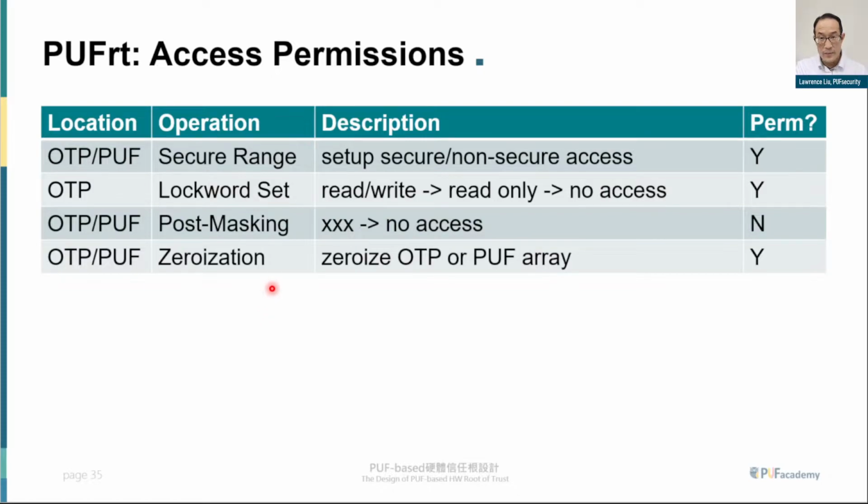And the final operation to restrict access to PUF OTP data is zeroization, which basically takes the OTP or the PUF array and writes all zeros. So that's the most extreme form of denying access by destroying the original data.